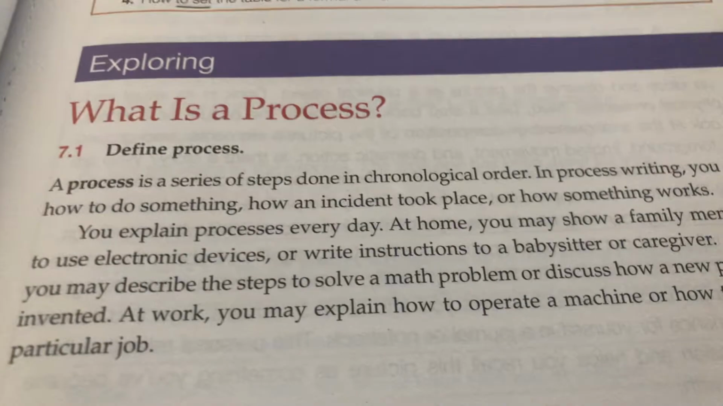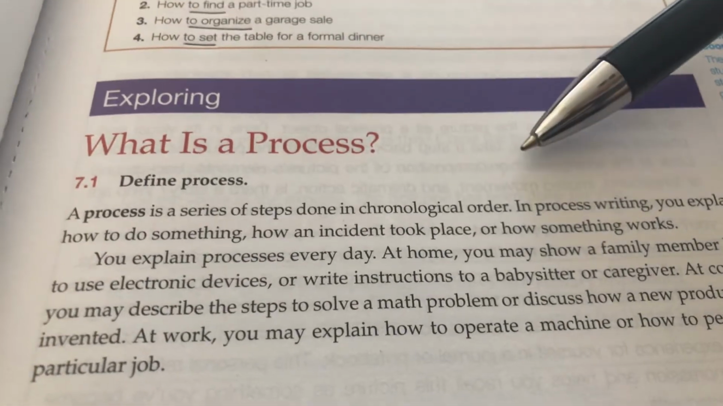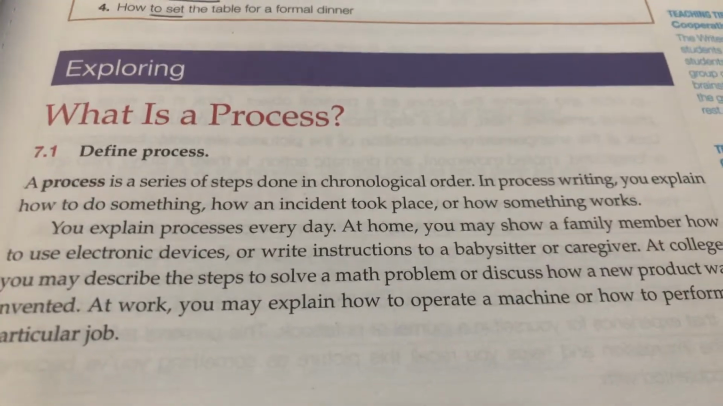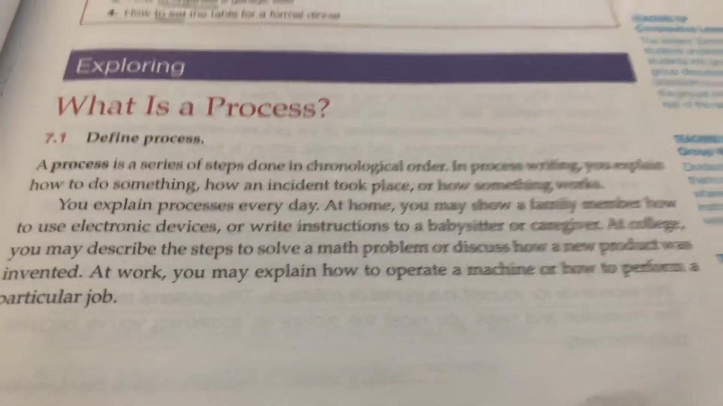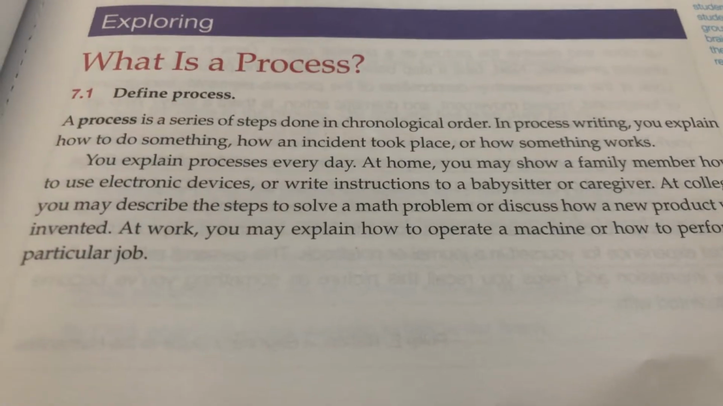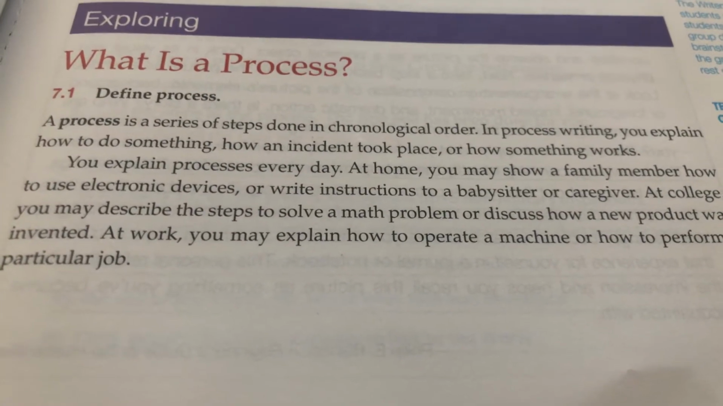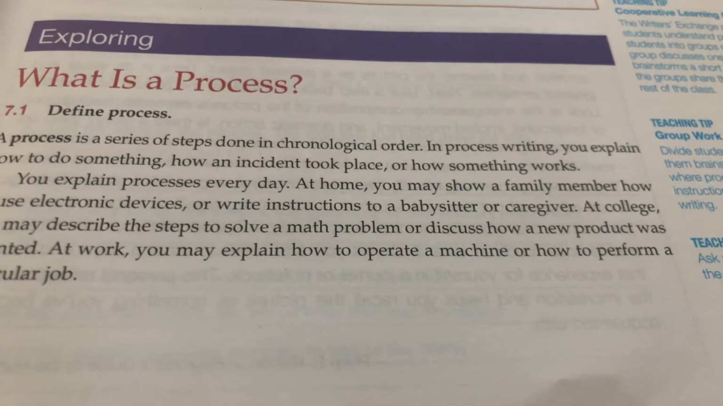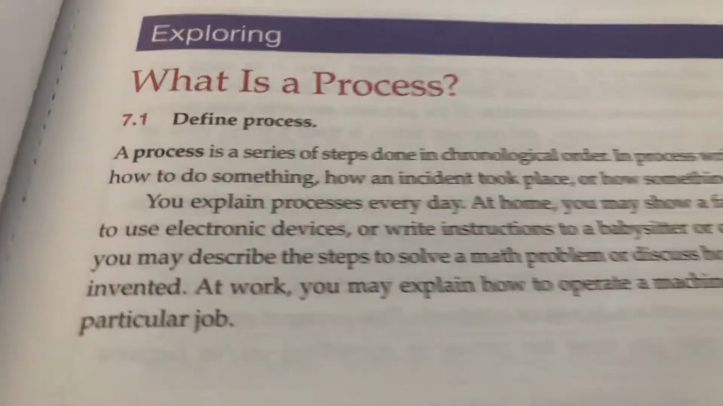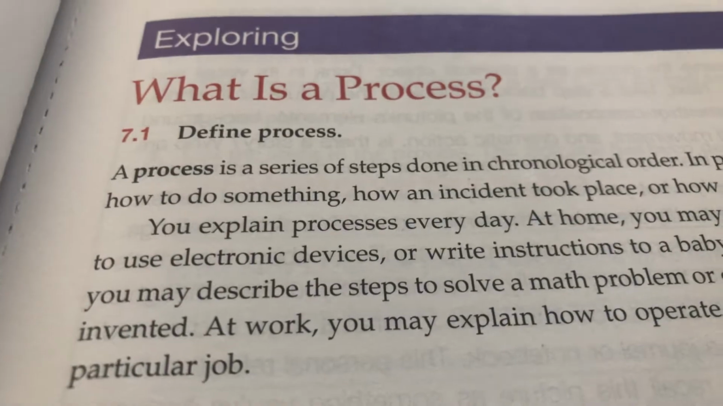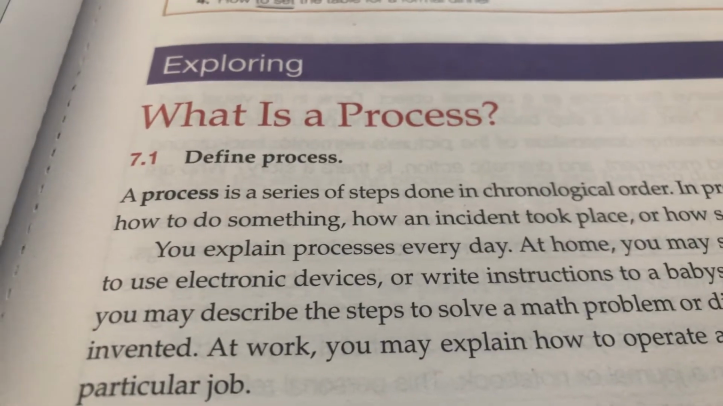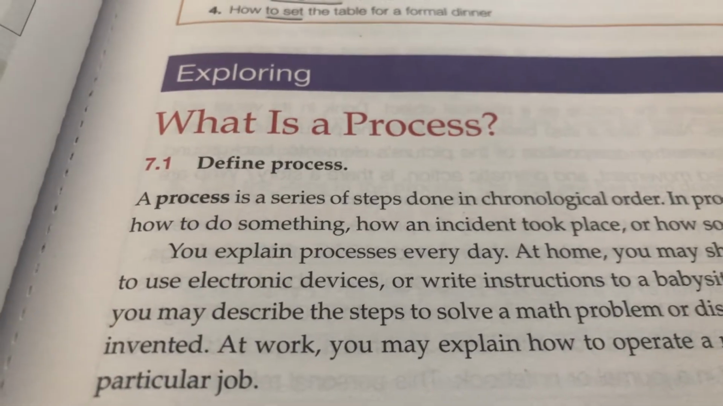Okay. They talk about what is a process, defining it. A process is a series of steps done in chronological order. In process writing, you explain how to do something, or how an incident took place, or how something works. The best way is to write about how to do something. So that's what we're going to focus on.